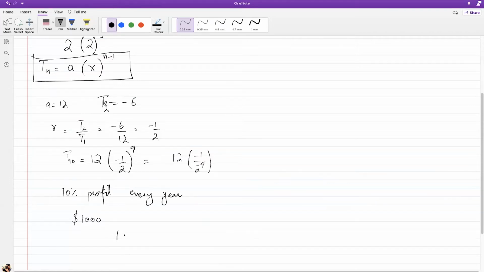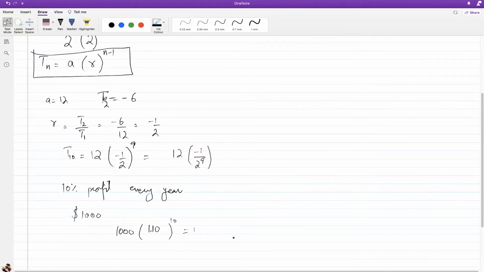So I'll say, okay, I'm starting with 1,000, and every year, what is the ratio? I'm getting 10% profit, which means I'm getting the original 100% and 10% extra on that. So that means every year I'm getting 110%. That can be written as 110%, or I can simply convert it and write that this is basically 1.1. So that is 1 as the original and 10%, which is the profit. And let's suppose I invested for 10 years. So after 10 years, what do I get?